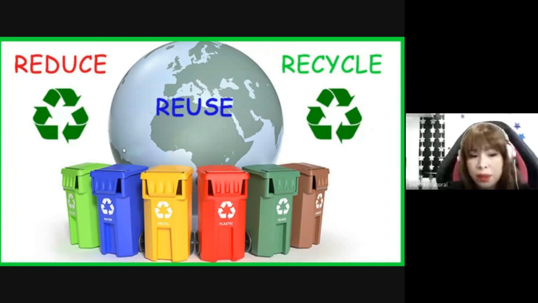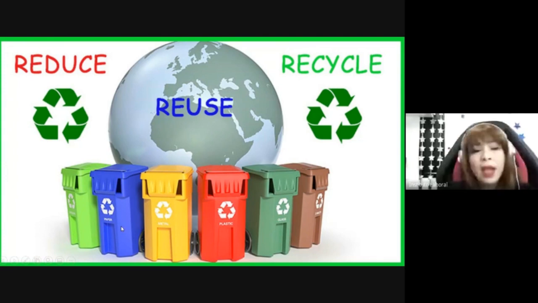Okay, in here we have the blue one is for paper, the yellow one is for metal, the red one is for plastic, this green is for glass. So every time you go out of your house and you see any of these bins, be sure to dispose of the waste in the correct bin.